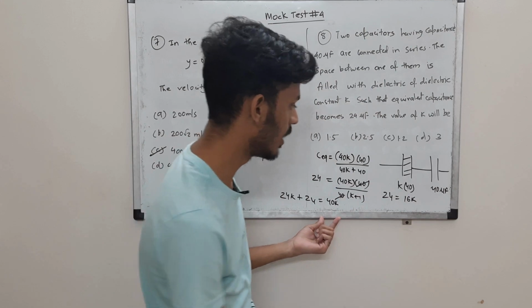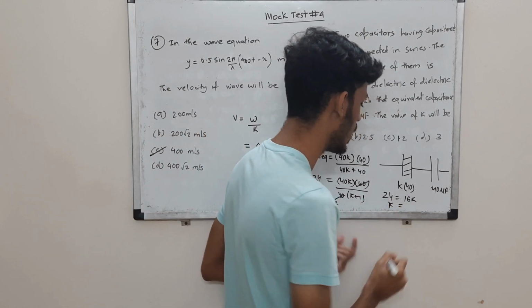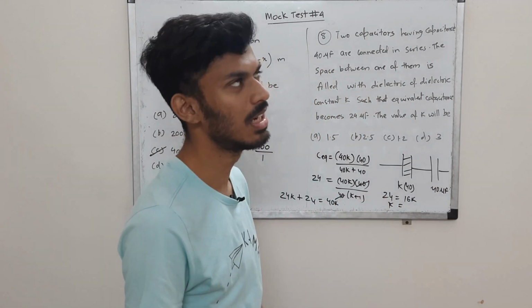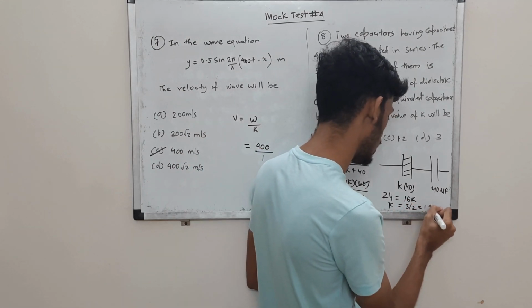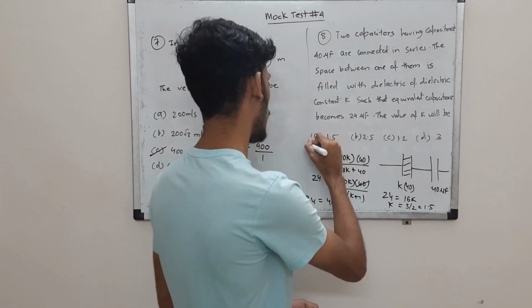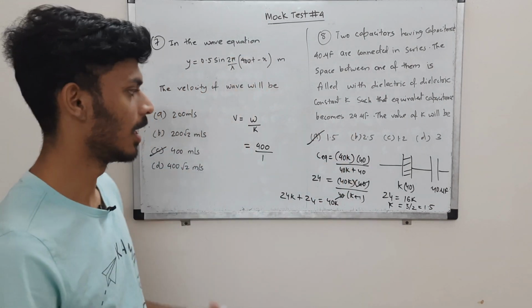Okay, just solving it now. K is equal to 24 by 16, or 3 by 2. Okay, yes, 8 3s are 24, 8 2s are 16, and that should give us the dielectric constant to be 1.5. Okay, so that's your answer.